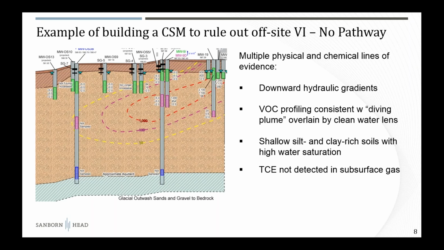That was manifested not just by concentrations that were higher deeper in the water than at the shallower, but you had this clean water lens over top, along with silt and clay-rich soils and high water saturation near the ground surface. So this was acting as kind of a natural vapor barrier. And then the proof in the pudding was to have some subsurface gas samples collected as well, and that showed non-detect for, in this case, TCE, which was the contaminant of concern. So these multiple lines of evidence were able to converge and demonstrate no VI pathway without the need to go into people's homes, which can be very disruptive, as you know, to take subslab and indoor air samples.